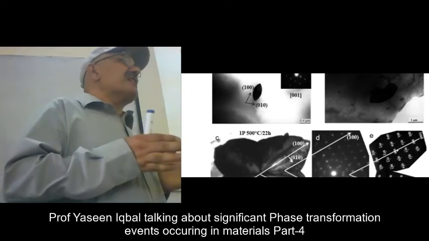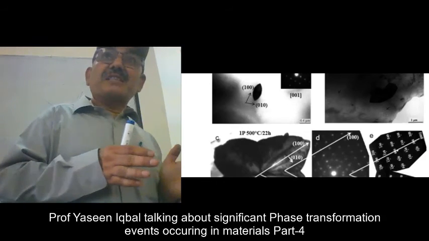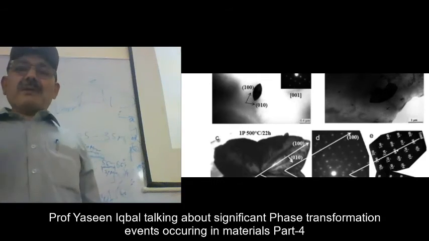And why am I saying this? Because I took the diffraction pattern at the junction. And that junction gives completely the same direction. If this is 100, confirmed by the diffraction pattern. And this is 100, confirmed by the diffraction pattern. So when you say something, you must have evidence for it. Scientific evidence for it.